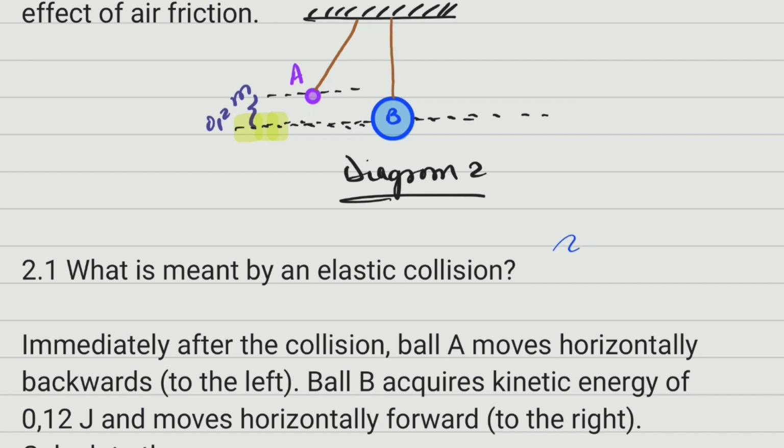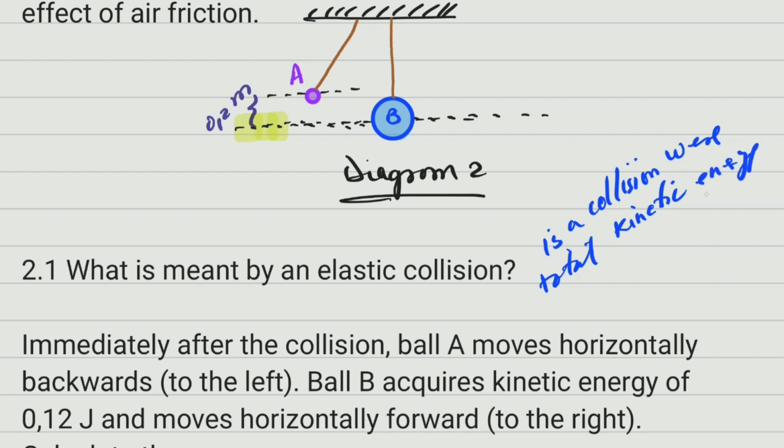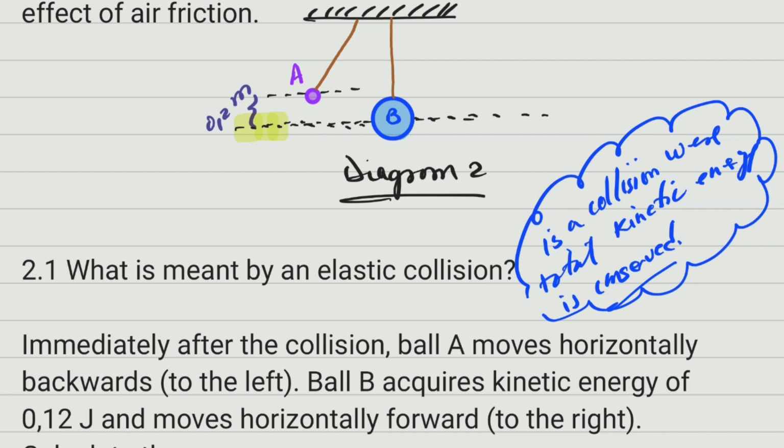An elastic collision is a collision where total kinetic energy is conserved. That is what we call elastic collision. We cannot say that momentum is conserved because momentum is conserved in both types of collision. So it doesn't really matter.